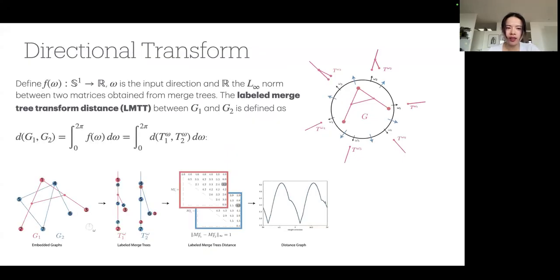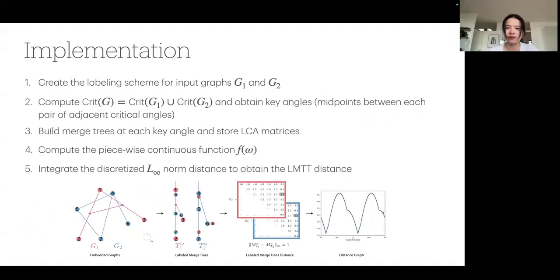Now, putting everything together, we actually have our labeled merge tree distance. Given a set of graphs, we compute their labeled merge trees and therefore their labeled merge tree distance from every single angle to obtain a distance graph that ranges from 0 to 2 pi. And we take its integration to be our labeled merge tree transform distance. And the main theorem of our paper states that this height function is actually continuous. And this continuity will help us a lot in the next step, which is implementation.